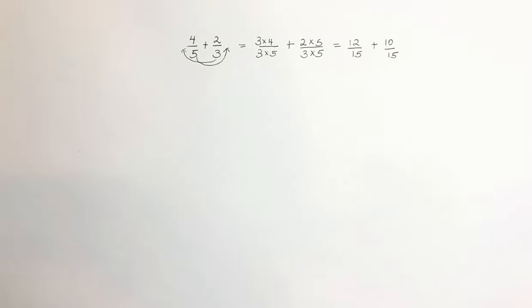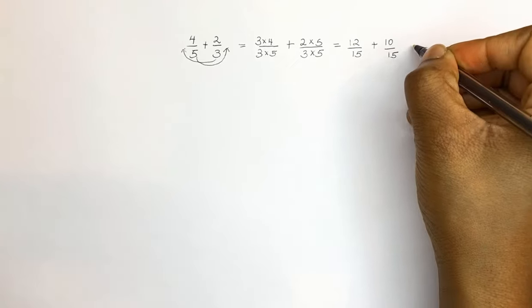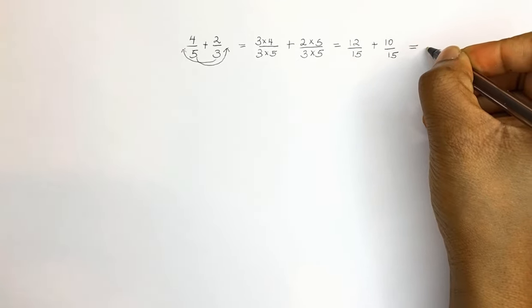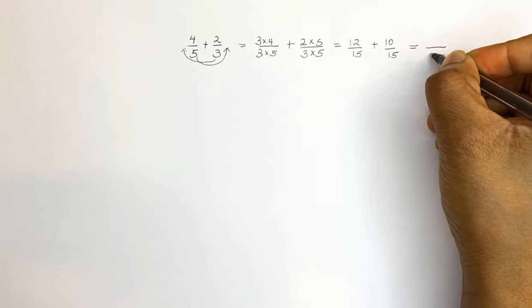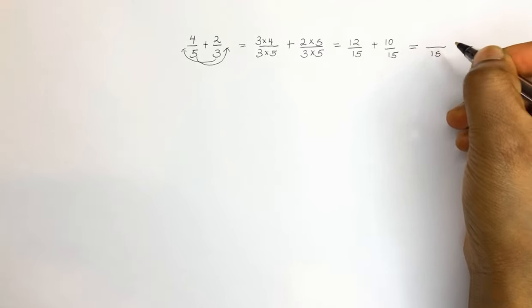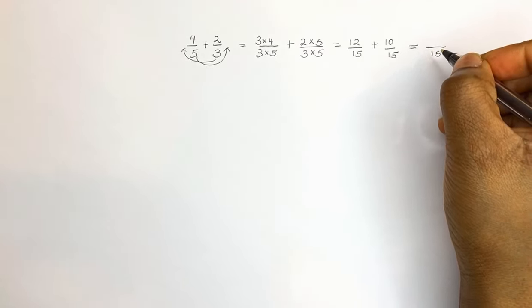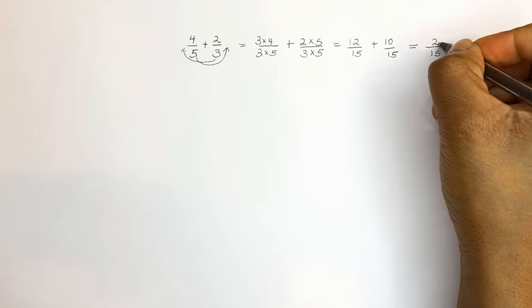Now we have the denominators looking alike, and the rule is when the denominators are alike, it remains the same, and that will be 15. And then we'll add the top numbers. 12 plus 10 gives us 22.